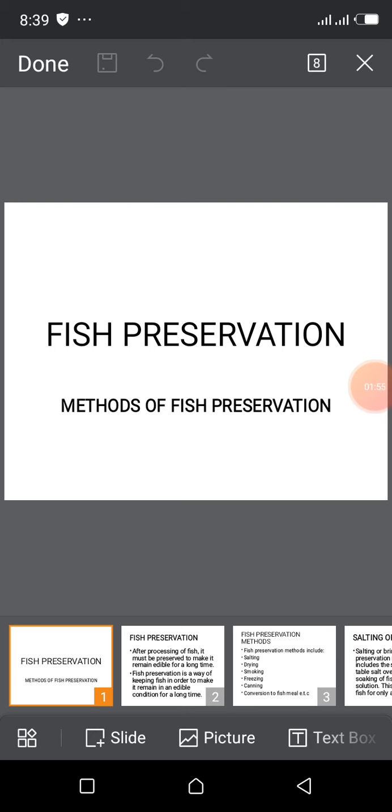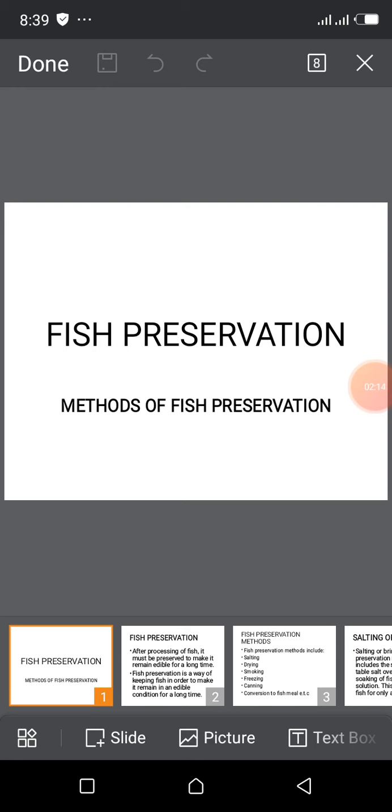And why we need to process fish is because if we did not process the fish and we allow it to get spoiled, there's no amount of fish preservation method that will be effective and make the fish to retain its freshness and the good taste.